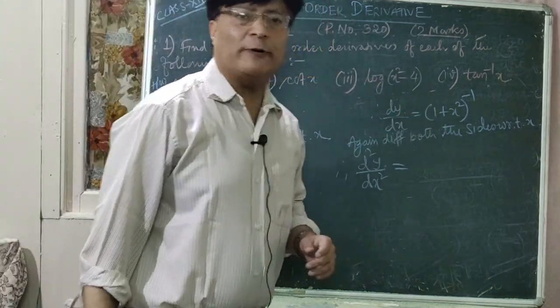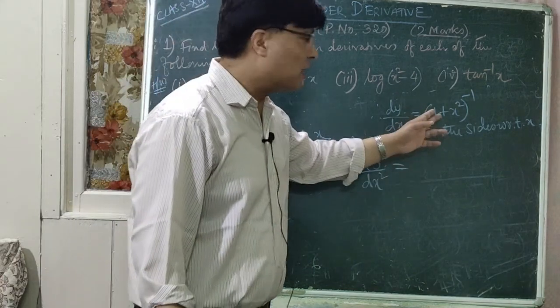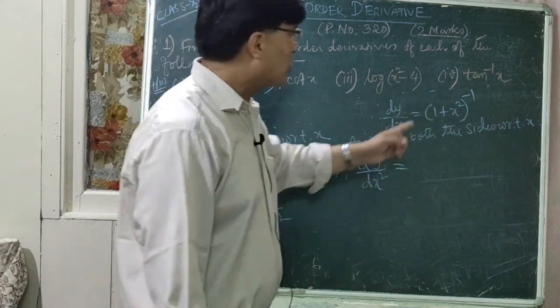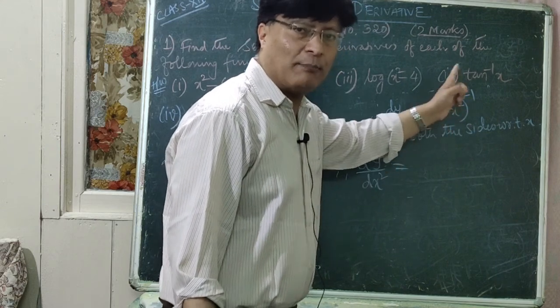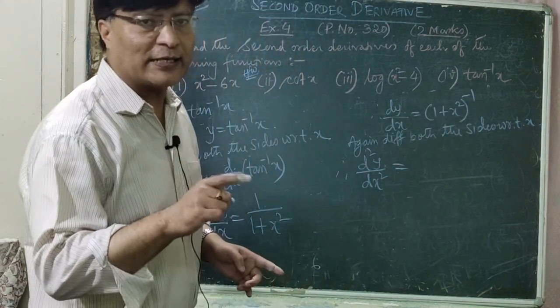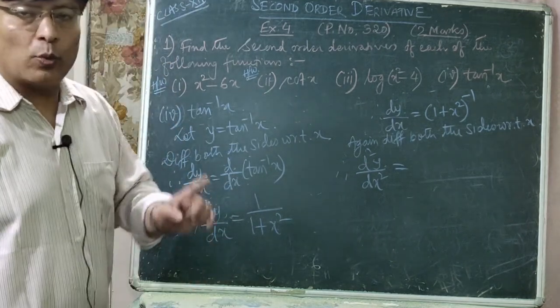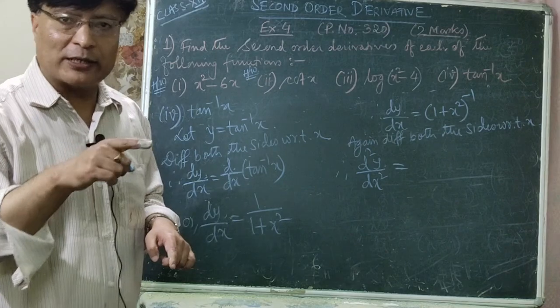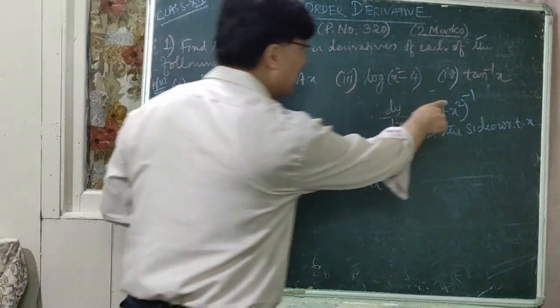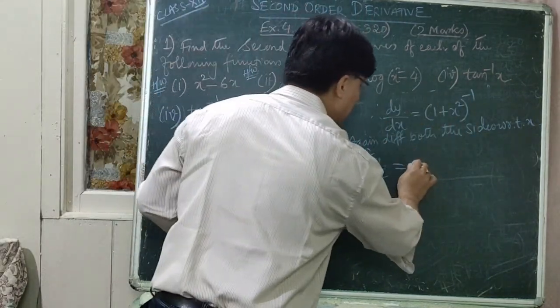Now which function will you take to differentiate it? The variable is 1 plus x square, you can take it as x. Minus 1 is a constant, you can take it as x to the power n form. What is the differentiation of x to the power n with respect to x? n into x to the power n minus 1. Here n is minus 1, isn't it? Here n is minus 1.